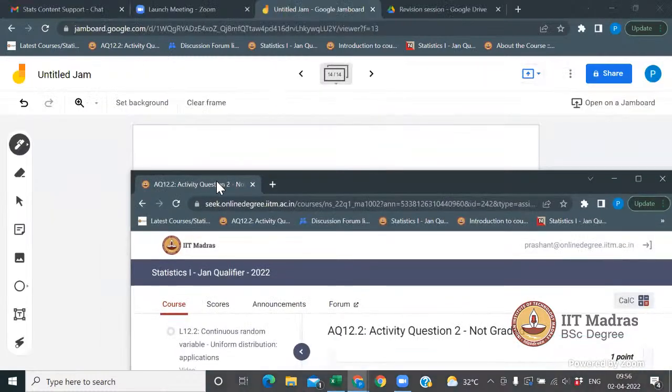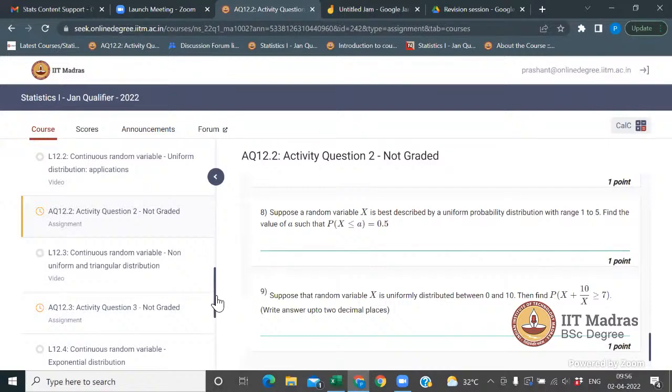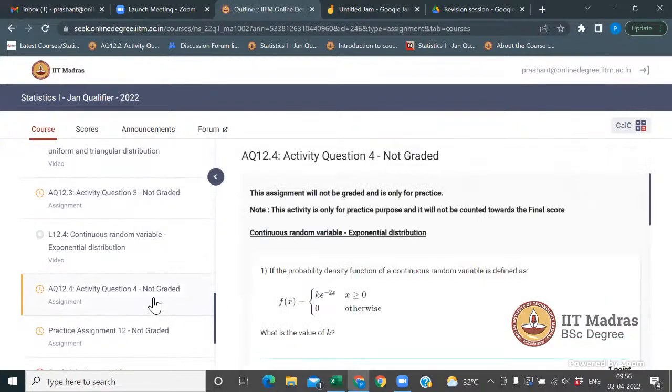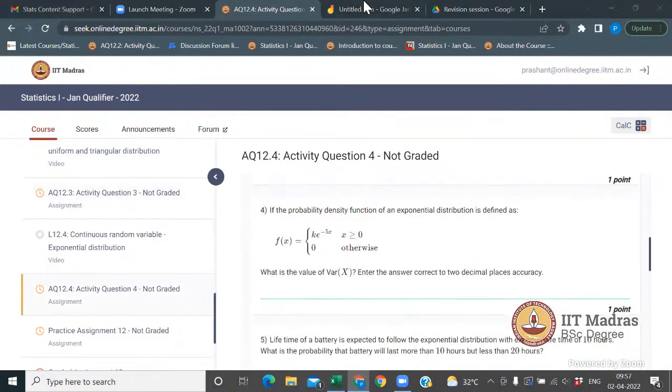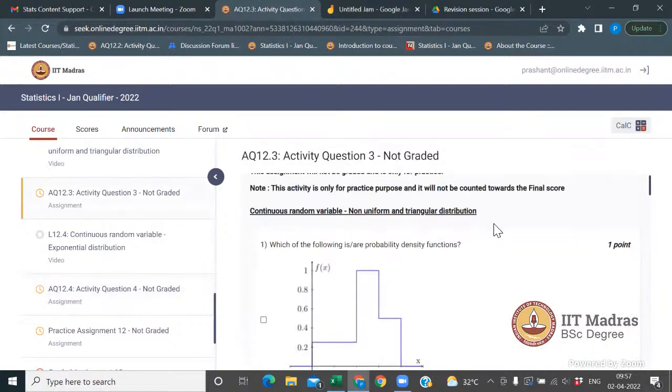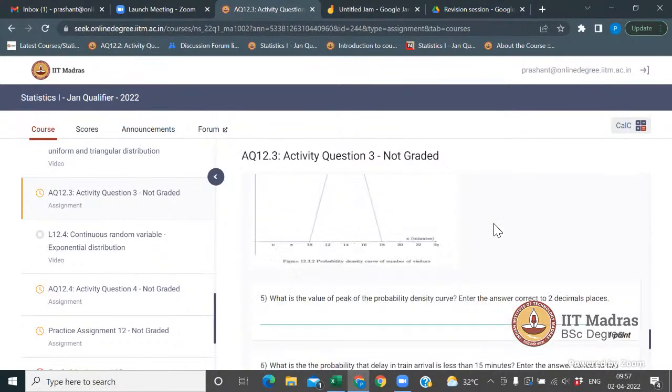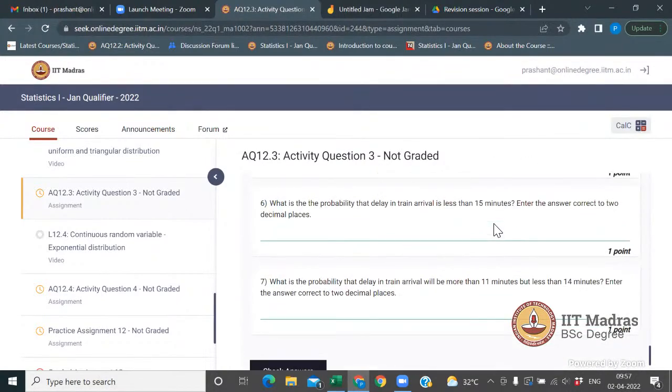In exercise 12.4. Yes, sir, this one. 12.3, question number 6. I got 0.4. What is this? One second. 12.3. Okay, sir. One second. After that, I will come to it. What is the probability that delay in arrival is less than 15 minutes?